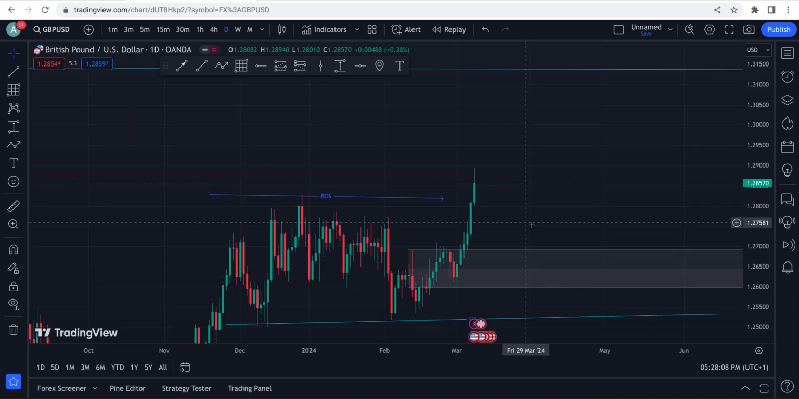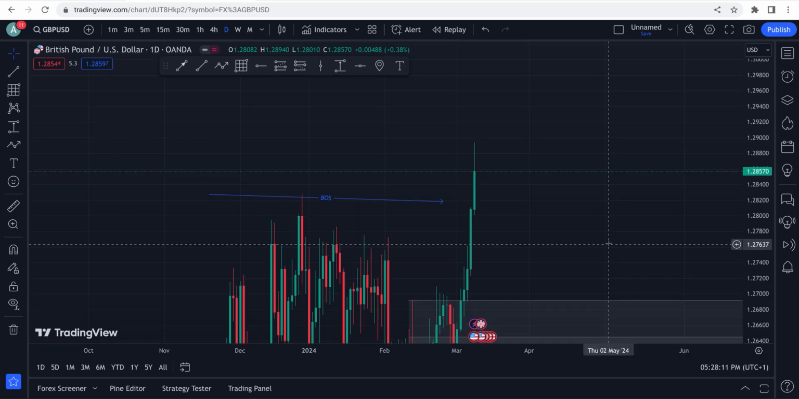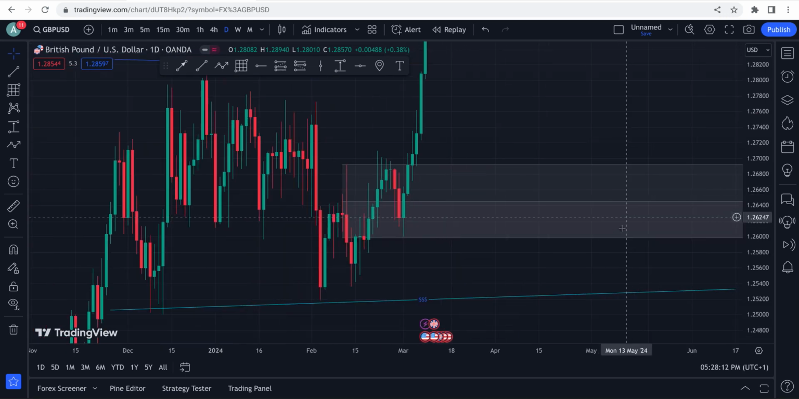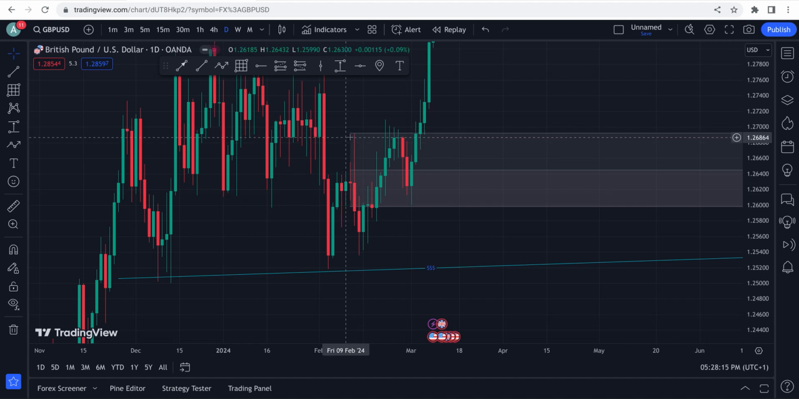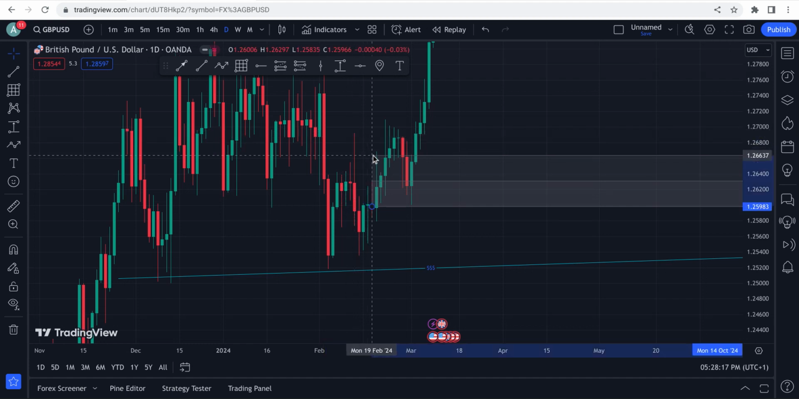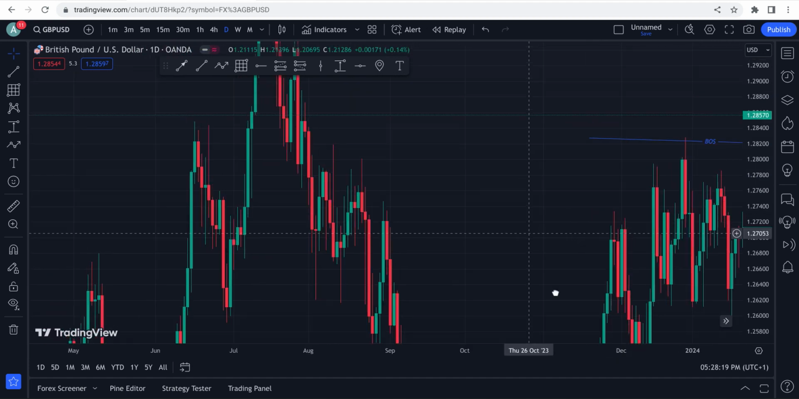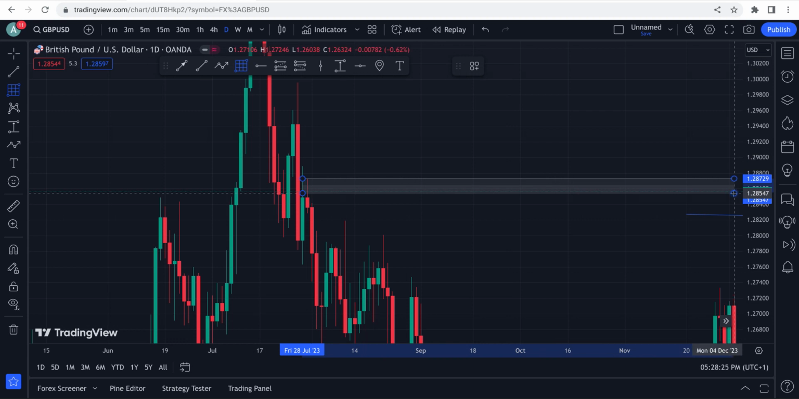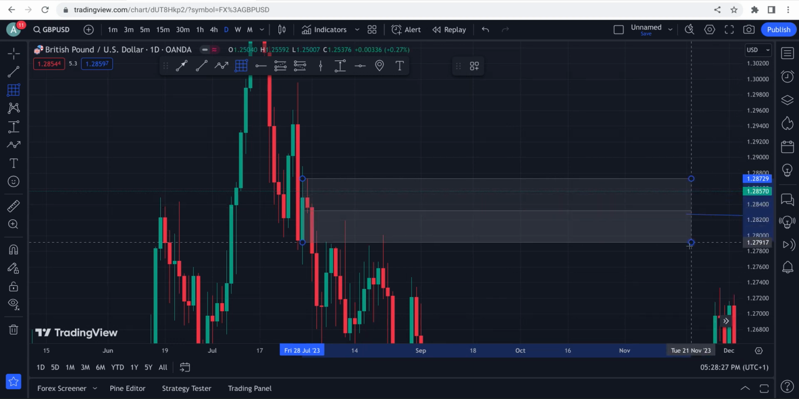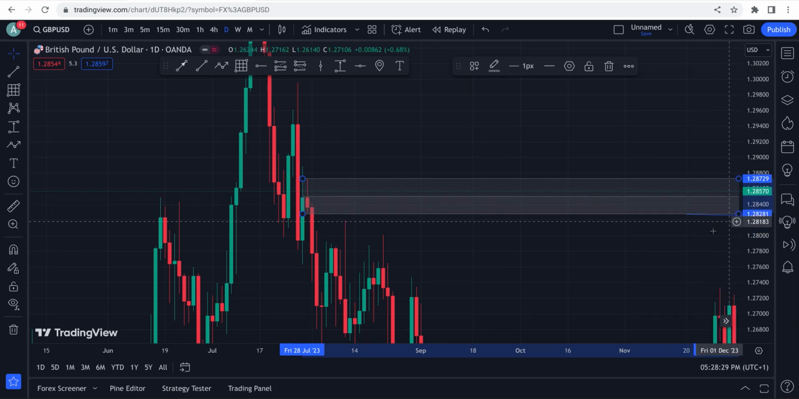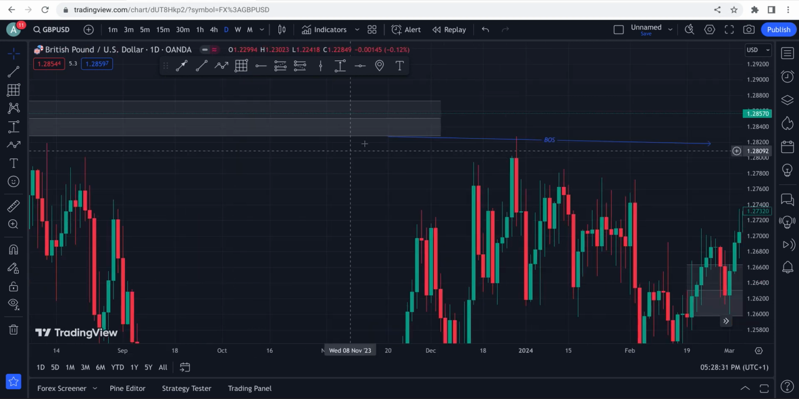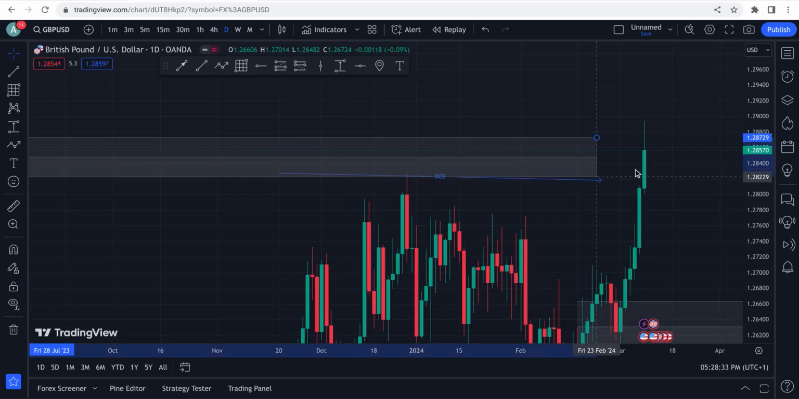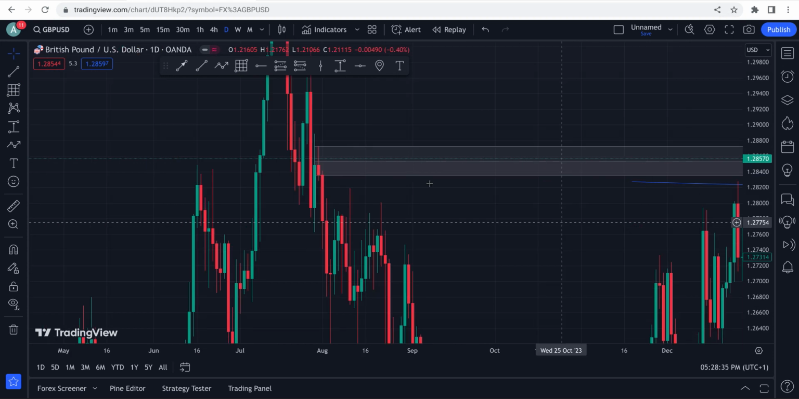I have to refine it. There's a little supply zone here, which GBPUSD tapped due to news on Friday. This little supply zone got tapped, yes, and broke the structure.